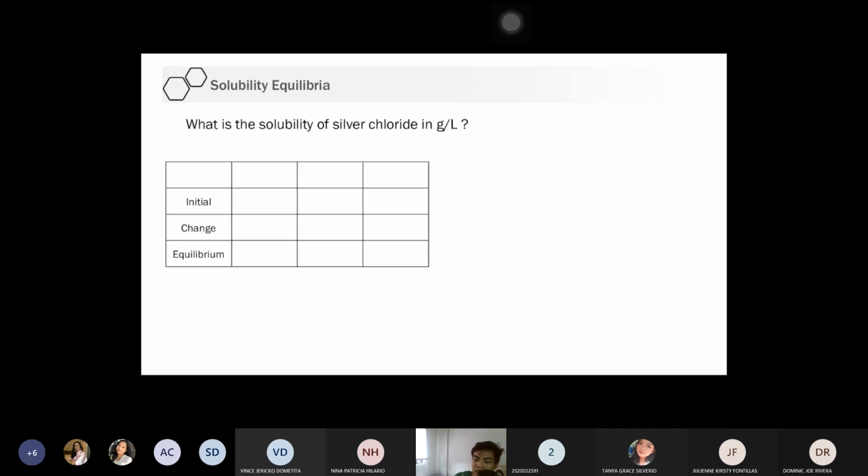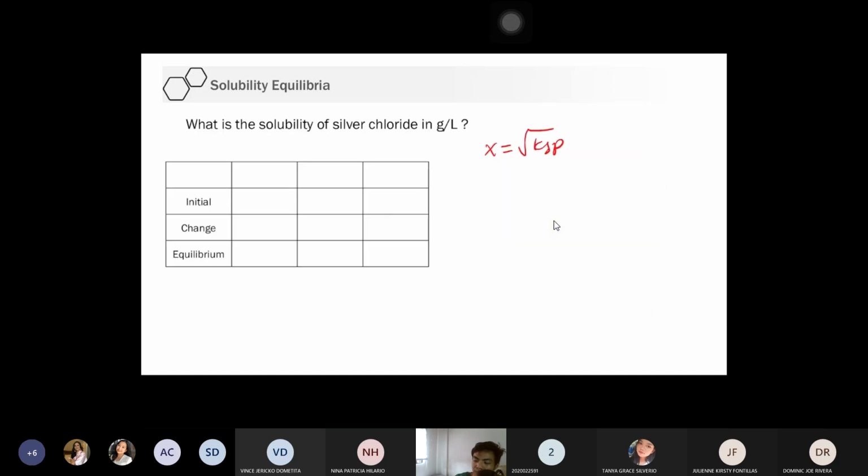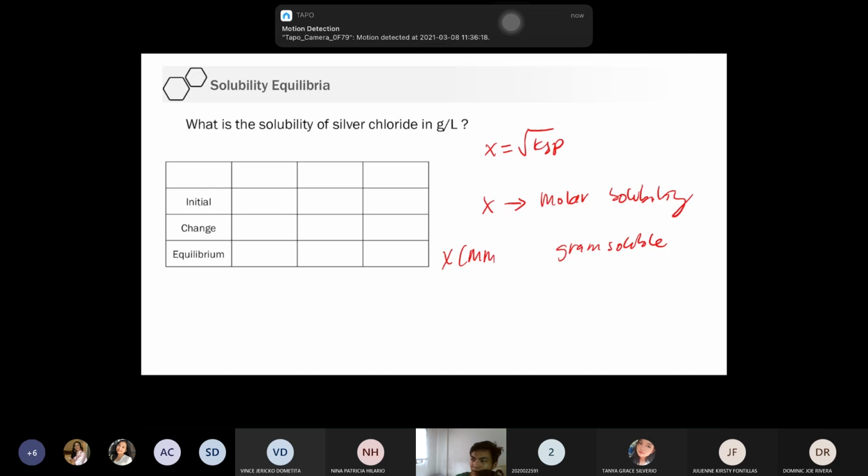Basically, to solve for the solubility of AgCl, you just get X equals the square root of KSP. According to this table, that's their relationship. To solve for the molar solubility, that is just the square root of KSP. Once you are able to solve for X, that is the molar solubility. Then to convert that into gram solubility, I call it gram solubility because it is in grams, you just multiply X by your molar mass.